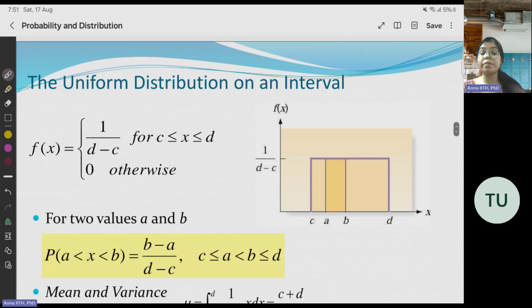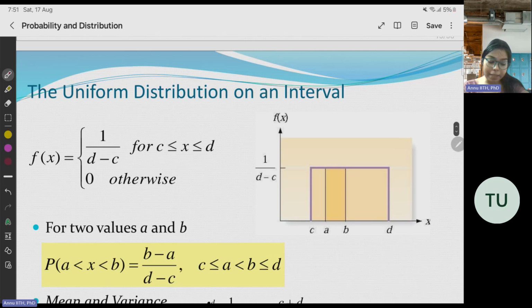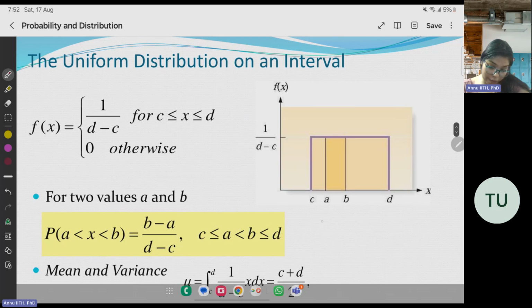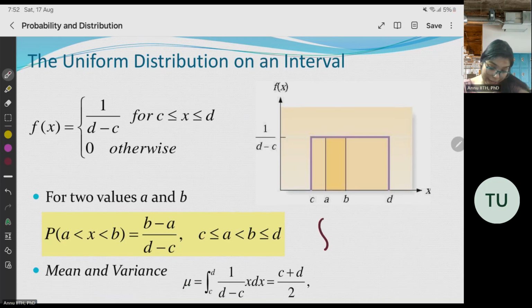The first example of a continuous random variable is the uniform distribution. For a particular interval, it gives equal density to all the values. So this is 1 by (d minus c) for c less than or equal to x less than or equal to d. Otherwise, it is 0. For two values a and b, how will you calculate P of a less than X less than b? You have to calculate using the same integration formula, from a to b, minus P of a.